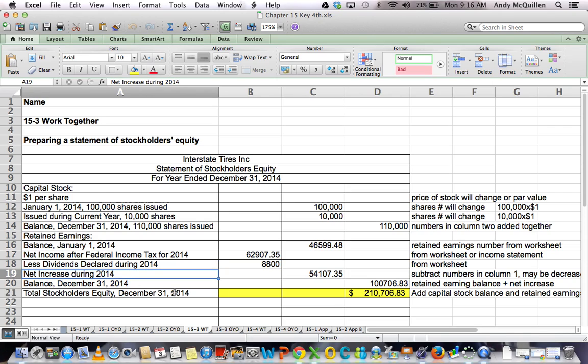The net increase during 2014 is the account title next. This is going to go in column 2, and we subtract the two numbers above, so $62,907.35 minus 8,800. This goes again in column 2, $54,104.35.